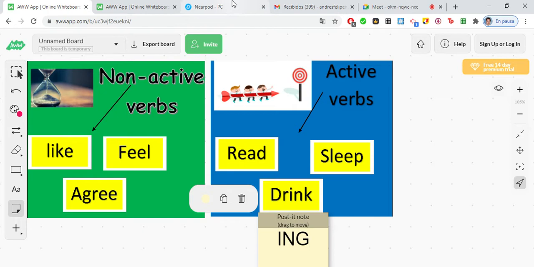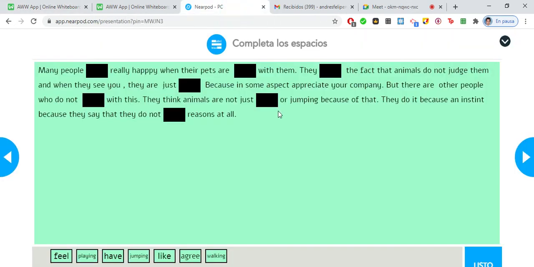So finally, let's take a look to one activity. So let's read this paragraph with me. We need to complete the gaps with the words that appear below. So, many people happy. It's an emotion, okay? It's an emotion, something that you have. So, the correct answer in this case is the word feel. Many people feel.